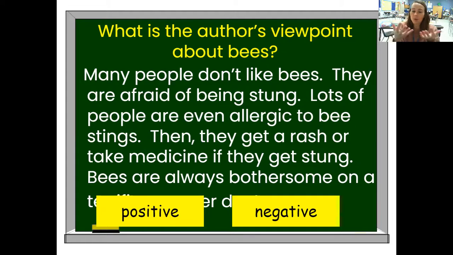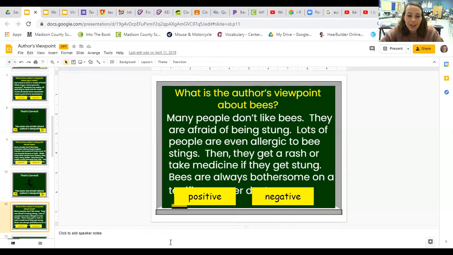Okay, and either way, it's okay. We all have our own schema, our own background knowledge and experiences that help to develop our viewpoints about different things. So if you've been stung by a bee before, guess what? You might agree with the second author because you think they're bothersome. Or if you're allergic, you probably really agree with the second author. If bees don't really bother you that bad and you haven't had any bad experiences with bees, you might agree with the first author. So our viewpoints, guys, are shaped by our experiences, the things that happen to us in our life.